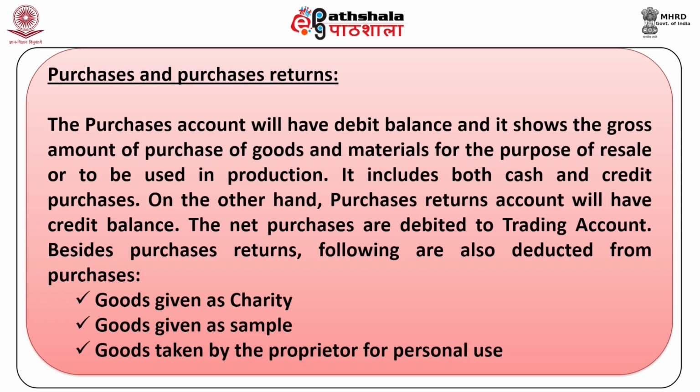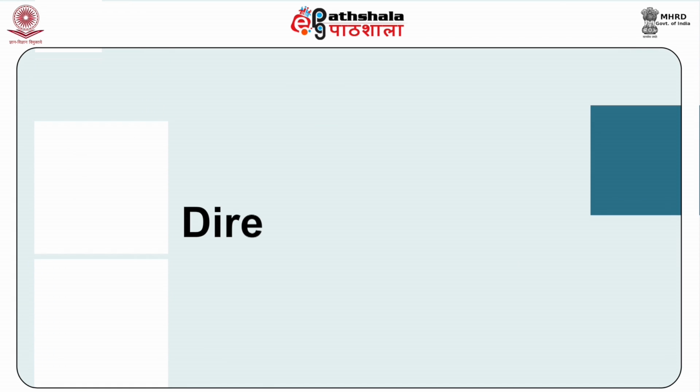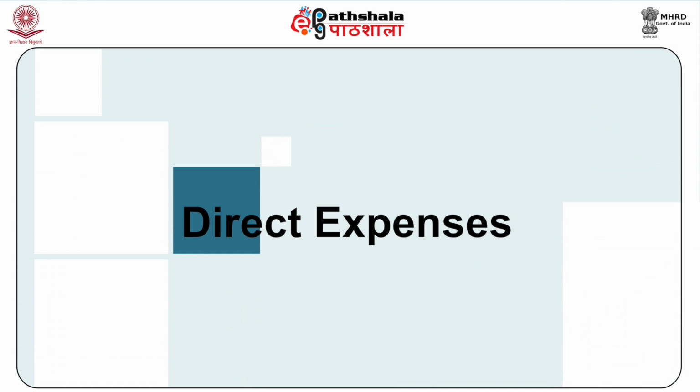Besides purchases return, the following are also deducted from purchases. A. Goods given as charity. B. Goods given as sample. C. Goods taken by the proprietor for personal use. 3. Direct expenses.